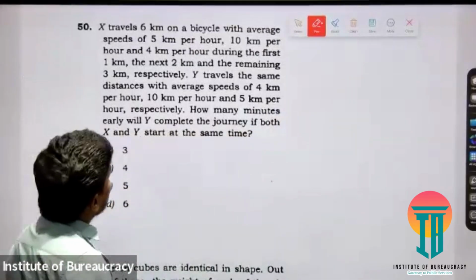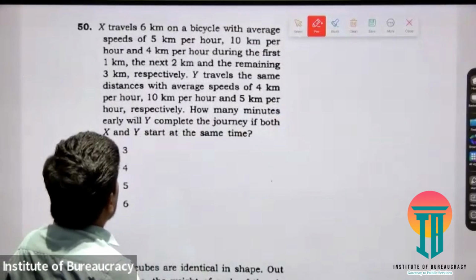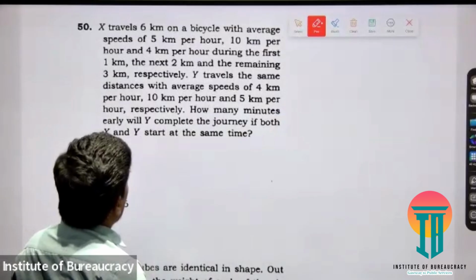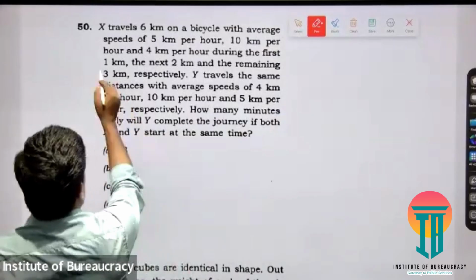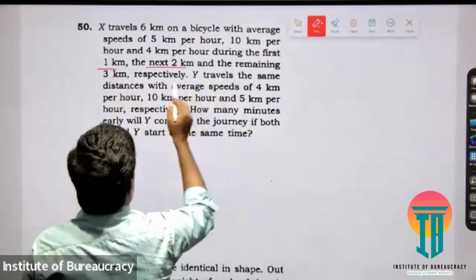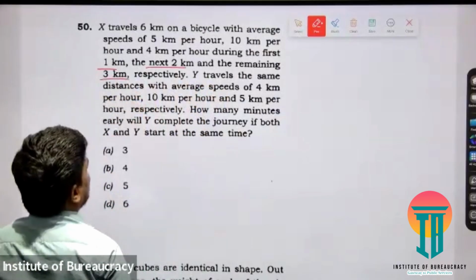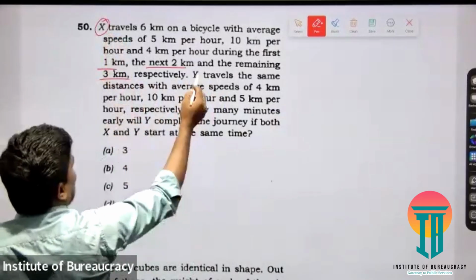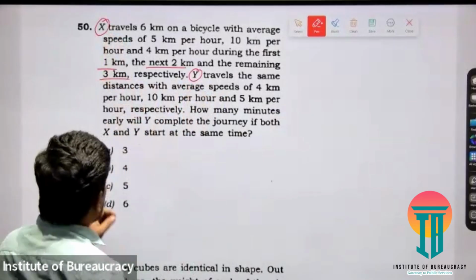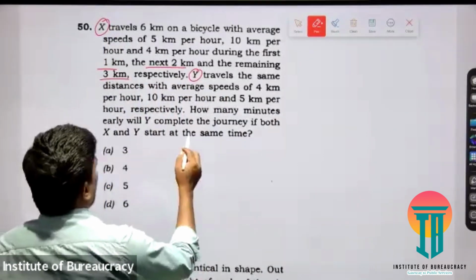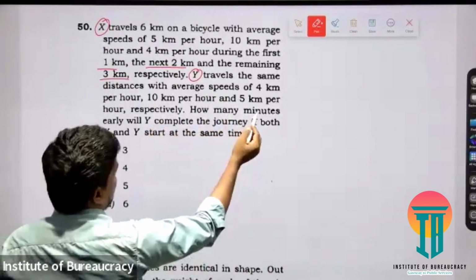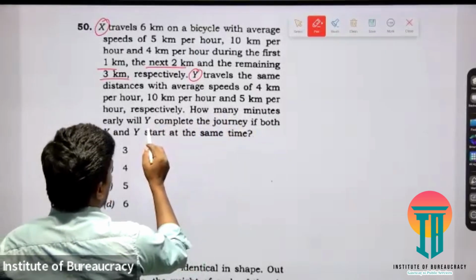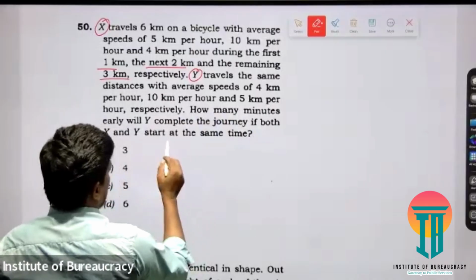X travels 6 kilometers on a bicycle with average speed of 5 kilometers per hour, 10 kilometers per hour, and 4 kilometers per hour during the first 1 kilometer, next 2 kilometers, and the remaining 3 kilometers respectively. Y travels the same distances with the average speed of 4 kilometers per hour, 10 kilometers per hour, 5 kilometers per hour respectively. How many minutes early will Y complete the journey if both X and Y start at the same time?